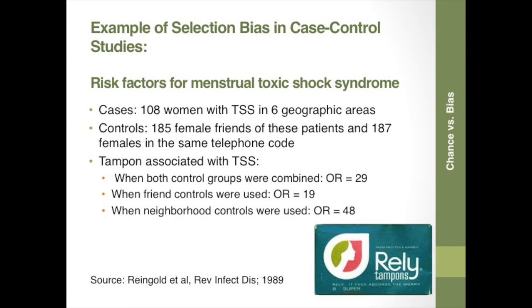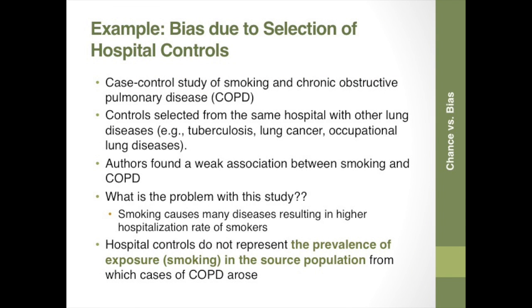We have seen this study before. A case-control study was conducted to assess the development of toxic shock syndrome during menstruation. Cases were age matched with controls selected from among each patient's friends and neighbors. Friend controls produced a lower odds ratio because they were more likely to have used tampons than the neighborhood controls. If cases and controls share similar exposures, such as friend controls, the odds ratio will be biased towards the null. Another example reflects a bad selection of hospital controls.